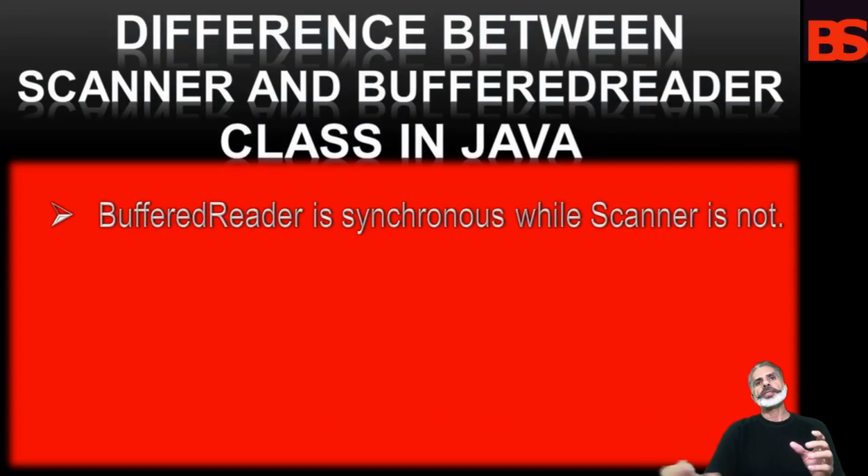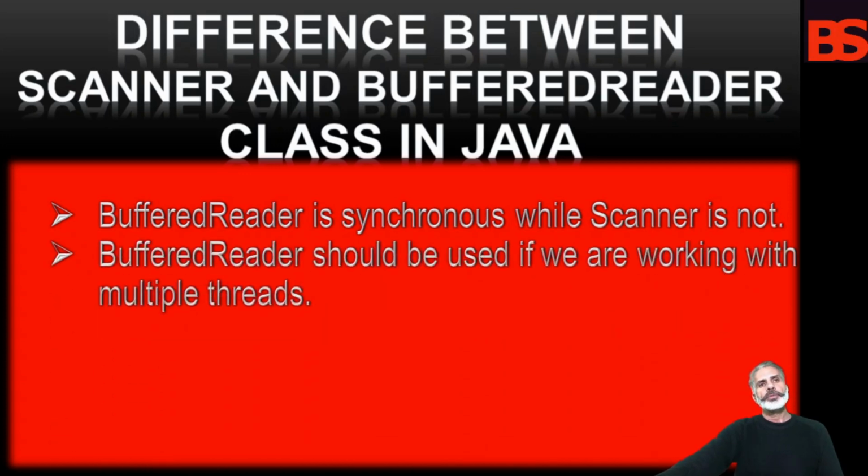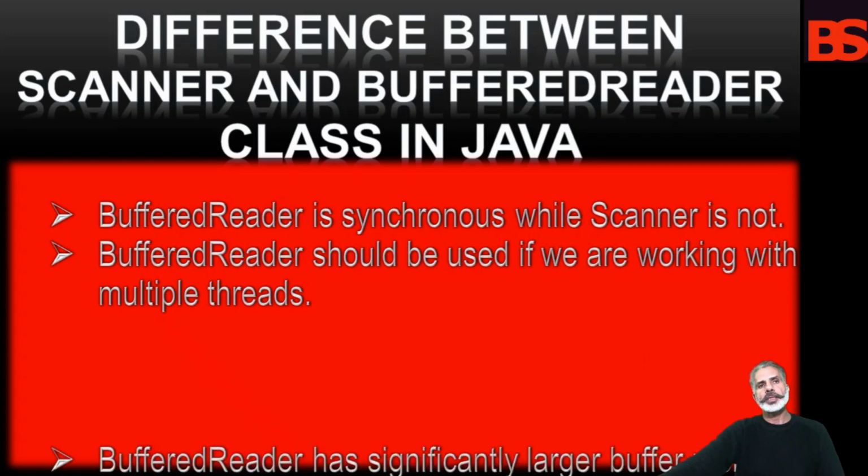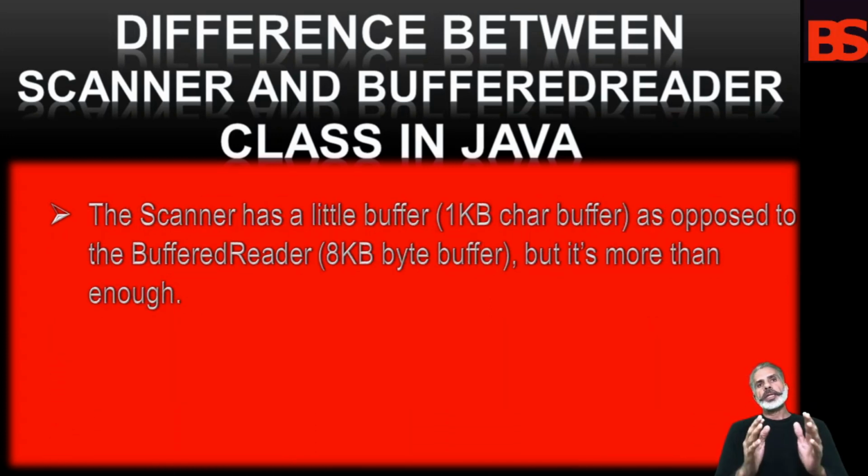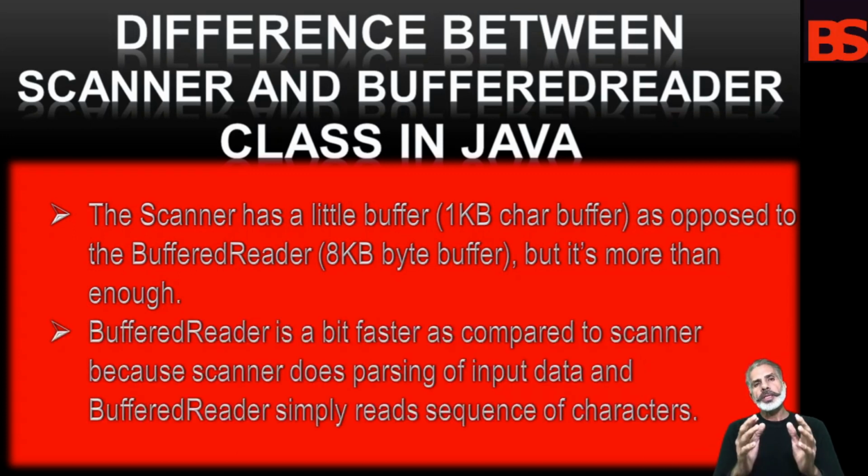BufferedReader is synchronized while Scanner is not. BufferedReader should be used if we are working with multiple threads. The Scanner has a small buffer, a 1 KB char buffer, as opposed to BufferedReader's 8 KB buffer, but it is more than enough. BufferedReader is a bit faster compared to Scanner, because Scanner does parsing of input data, whereas BufferedReader just reads a sequence of characters.